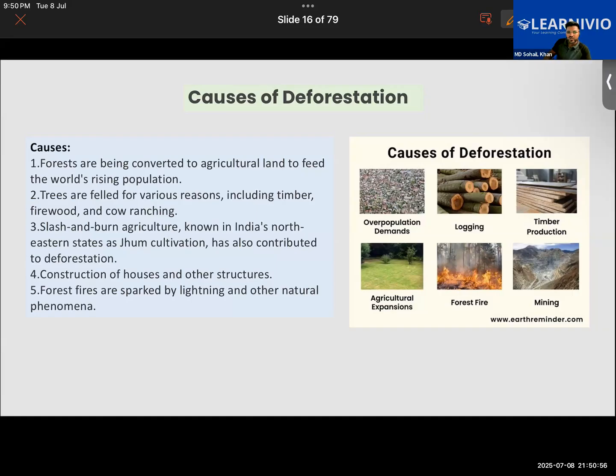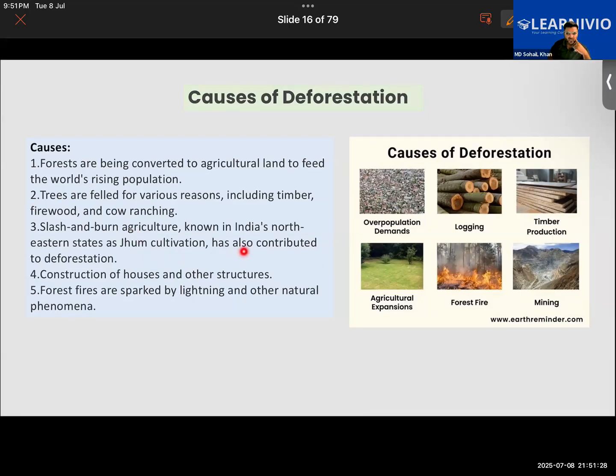Further, land is a limited resource. By no means can you expand the land, you cannot stretch out the land, obviously. So another reason for deforestation is that forests are being cleared to obtain land for construction of houses, for setting up factories, industries, etc. So for construction of houses and other structures, deforestation is also being done.